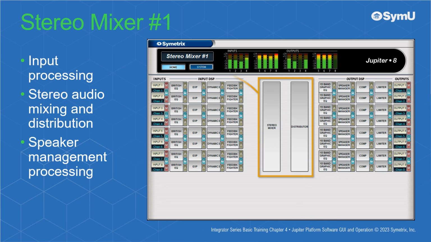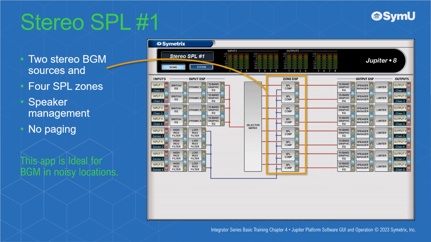Stereo Mixer number 1 includes input processing, stereo audio mixing and distribution, and speaker management processing. Ideal for background music within noisy locations. The Stereo SPL number 1 supports 2 stereo BGM sources, sound pressure level compensation, and speaker management. This particular app does not support paging. Stereo SPL number 1 has 4 SPL zones and 4 mono inputs, which can be configured as 2 stereo inputs.